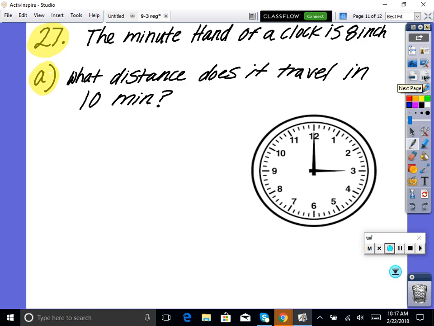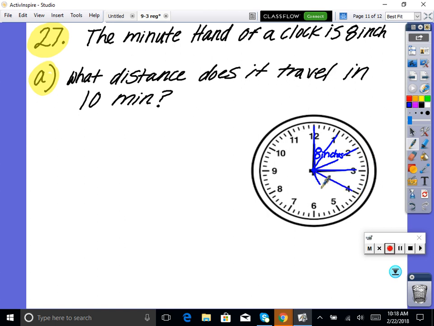This is one that I definitely could see something similar to this on the ACT. It says, the minute hand of a clock is 8 inches long. So right here, about 8 inches, right? It says, what distance does it travel in 10 minutes? So look at a clock here. Here is 0 minutes, 5, correct? 10, right? We could keep going. This is 15. This is 20.